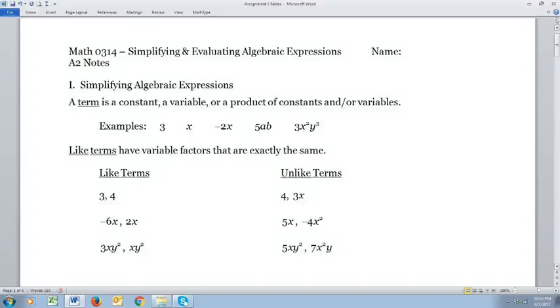In this video, I'm going to discuss how to simplify and evaluate algebraic expressions. So let's go ahead and get started.